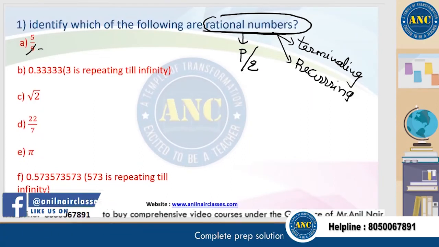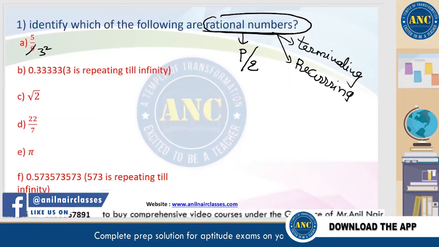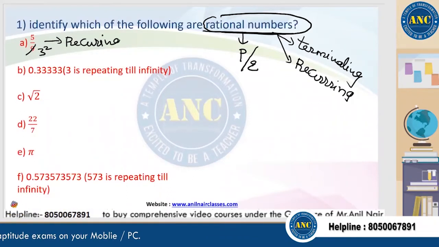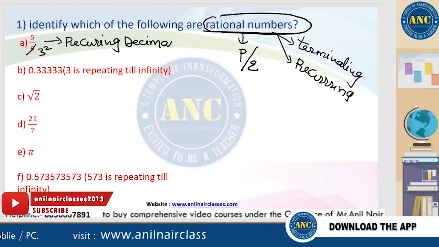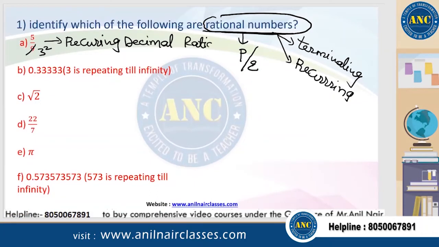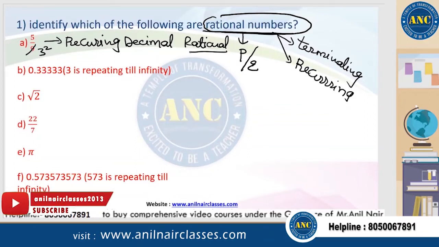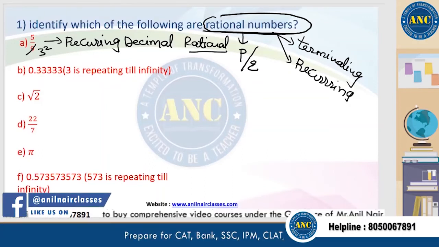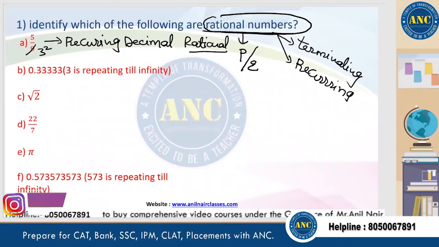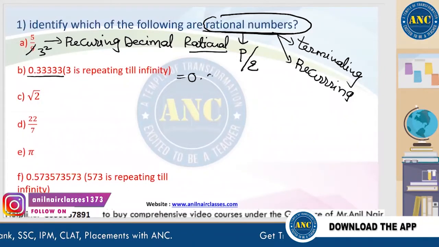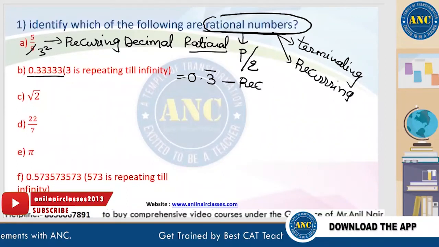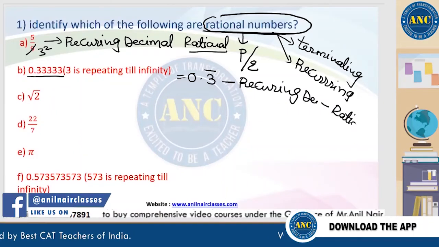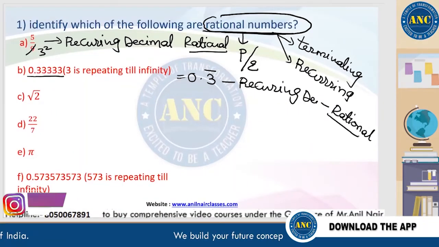5 by 9. 9 is 3 square. If the denominator is a prime number other than 2 and 5, then it will be a recurring decimal. A recurring decimal is a rational number. So the first one's answer is rational. No answers needed, listen to the explanation. 9 is derived from a prime number, 3 square. 0.333, 3 is getting repeated, 0.3 bar. So it is a recurring decimal, and a recurring decimal is also a rational number.